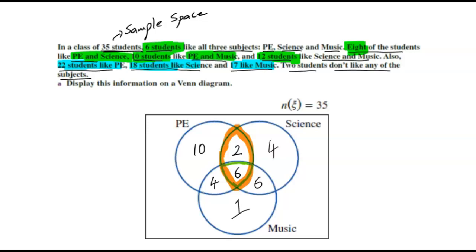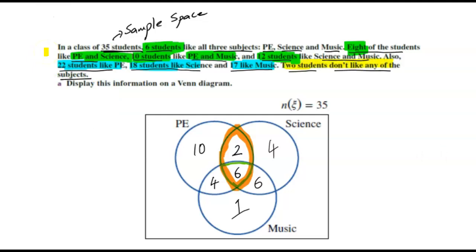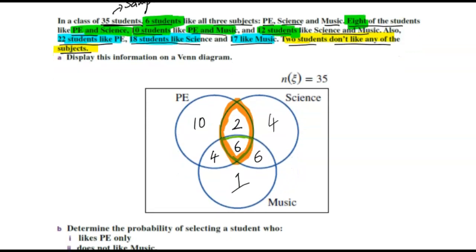Now in this particular example, they've been really kind to give us this last piece of information, which is 2 students who do not like any subjects. In most cases, they don't give us this information, and the way they expect us to find it is basically by adding all the numbers in the Venn diagram that we have so far.